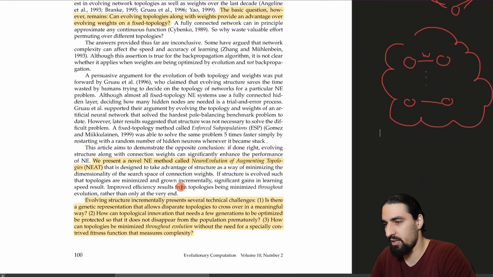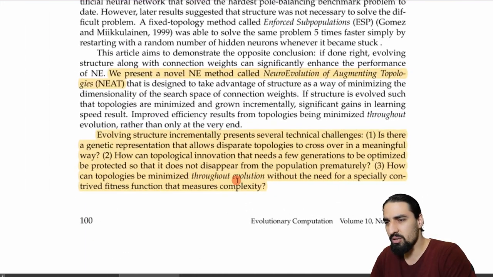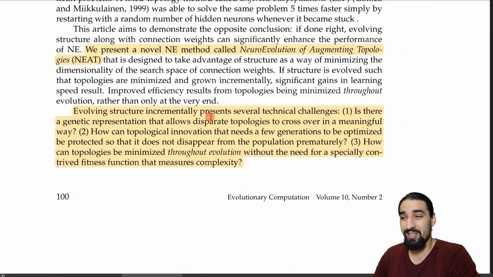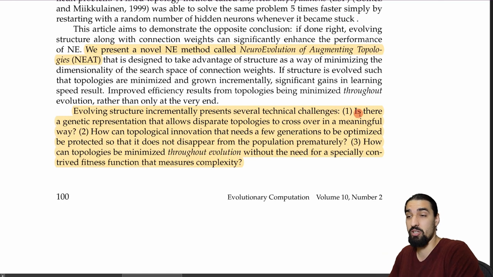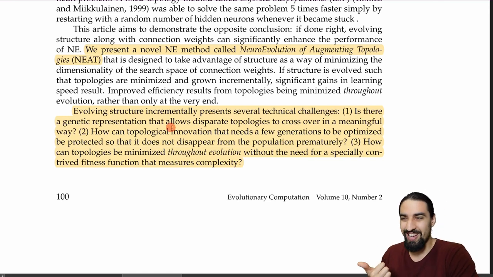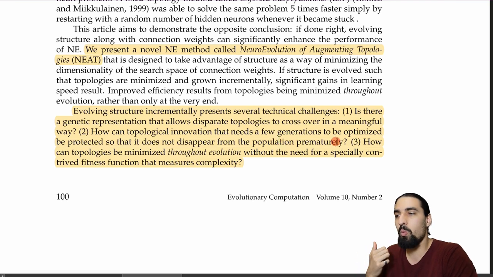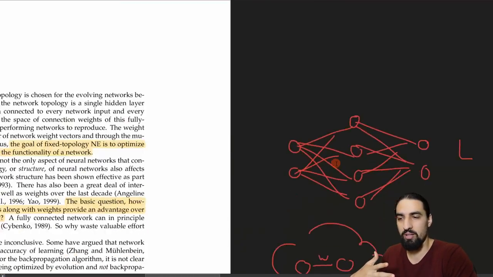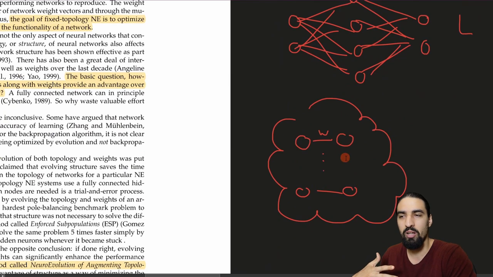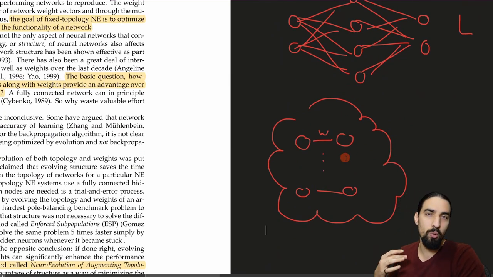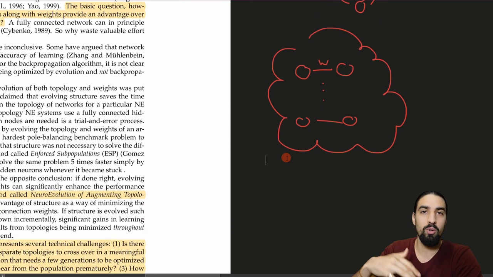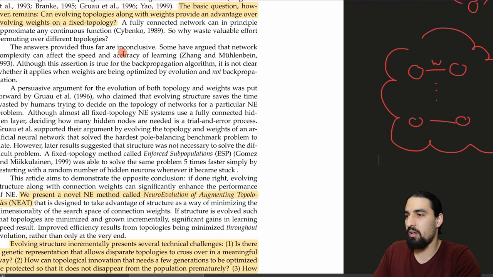Now let's dig into a bit more details. So first, let's open it up with some questions. They say here, evolving structure incrementally presents several technical challenges. First, is there a genetic representation that allows disparate topologies to cross over in a meaningful way? Because you can imagine if you have very different topologies, like for example, let's take this one and let's take this super simple one, it's not quite clear how you go about doing cross-mating between these two architectures. How do you mix up the genes behind these architectures?